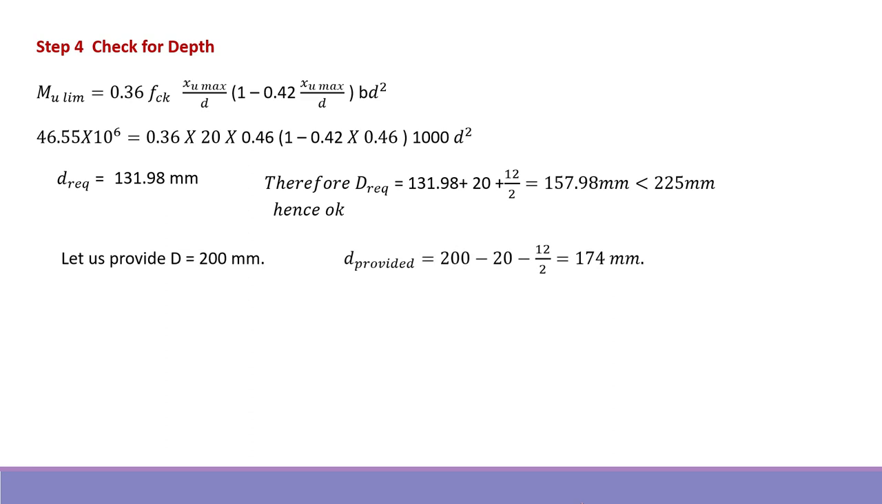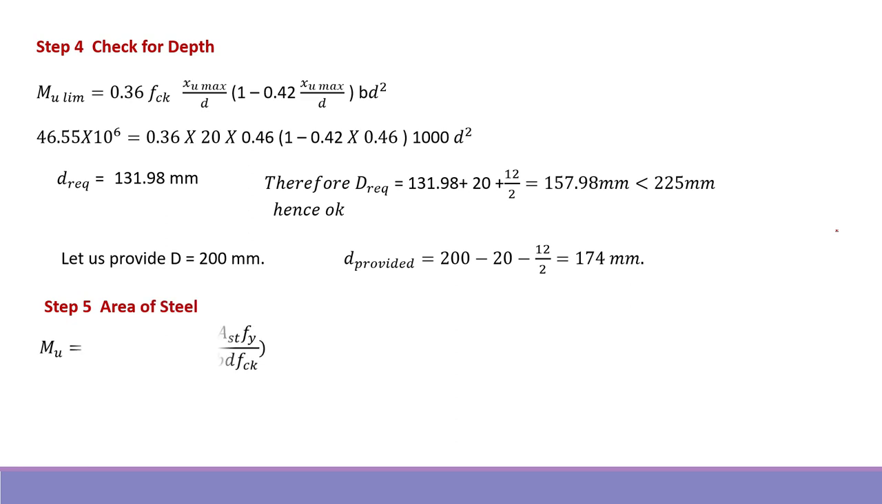So the provided depth will be, say, 200 millimeter. So small d provided will be 174. So we have reduced it from 225 to 200, as the requirement is very much less than the provided one.